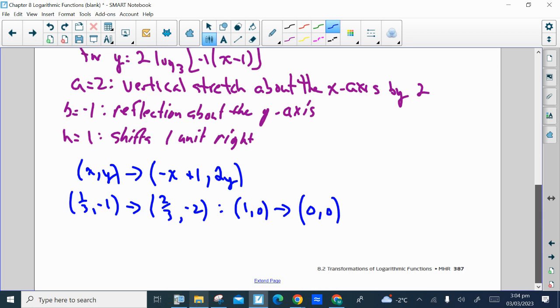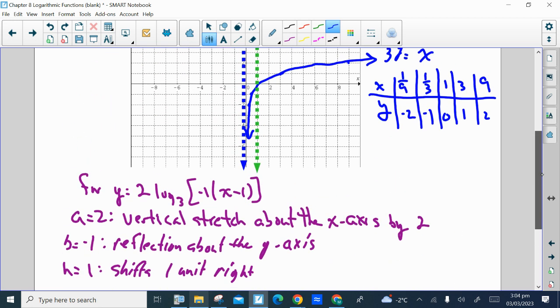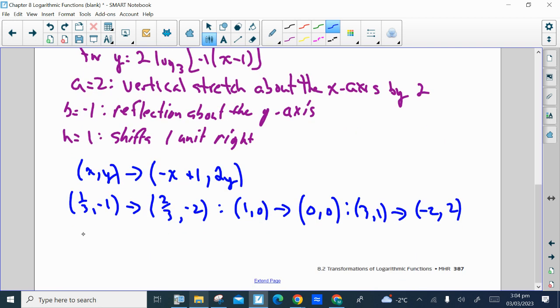The next point is 3 comma 1. So multiply the x value by negative 1, will become negative 3. Plus 1 is negative 2. Our y value is multiplied by 2, so 1 times 2 is 2. And the last point is 9 comma 2. So the x value is multiplied by negative 1, will become negative 9. Plus 1 is negative 8. The y value is multiplied by 2, it will become 4. So there's our new points.